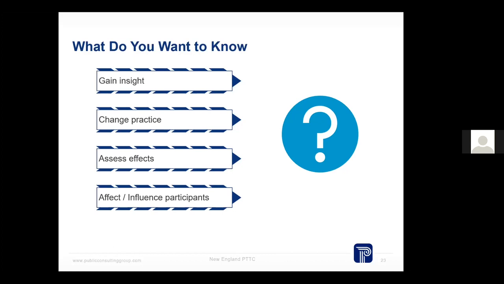Assess effects, that's simply the outcome evaluation. That is probably the most common question that evaluators want to answer. And then, do you want to affect or influence participants in some way? Again, this is really looking more at continuous quality improvement. How can you make some changes to further ensure the success of an intervention? Next slide.